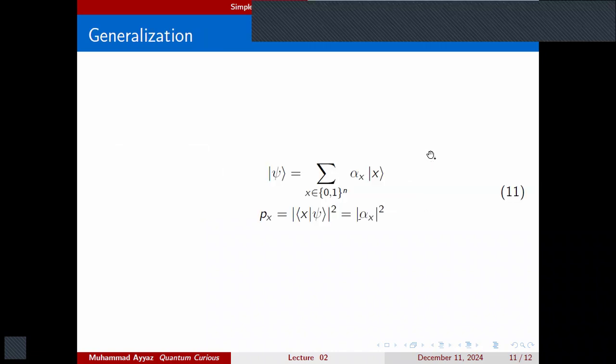Generalizing this concept of measurement, suppose we have an n qubit state. We could get the probability of getting outcome x by taking the inner product of state vector x with psi and taking its modulus square. So we could generalize the concept of this simple measurement to multiple qubit states.